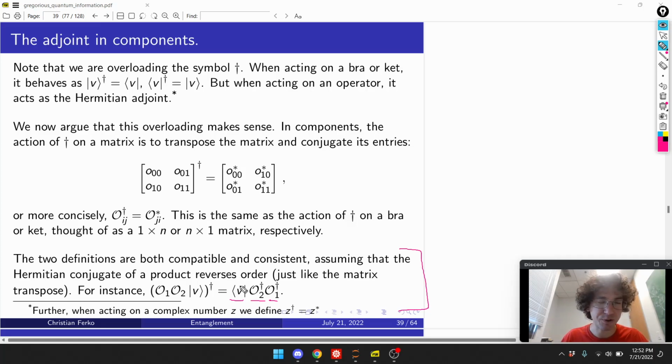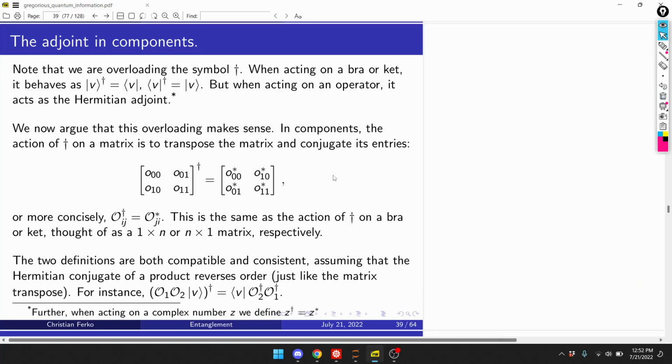That's much like the matrix transpose. If you've studied matrices or even the matrix inverse, the inverse of a product flips the order and so on. Okay. So the adjoint is, for us, not very scary. It's a particularly simple operation on matrices.